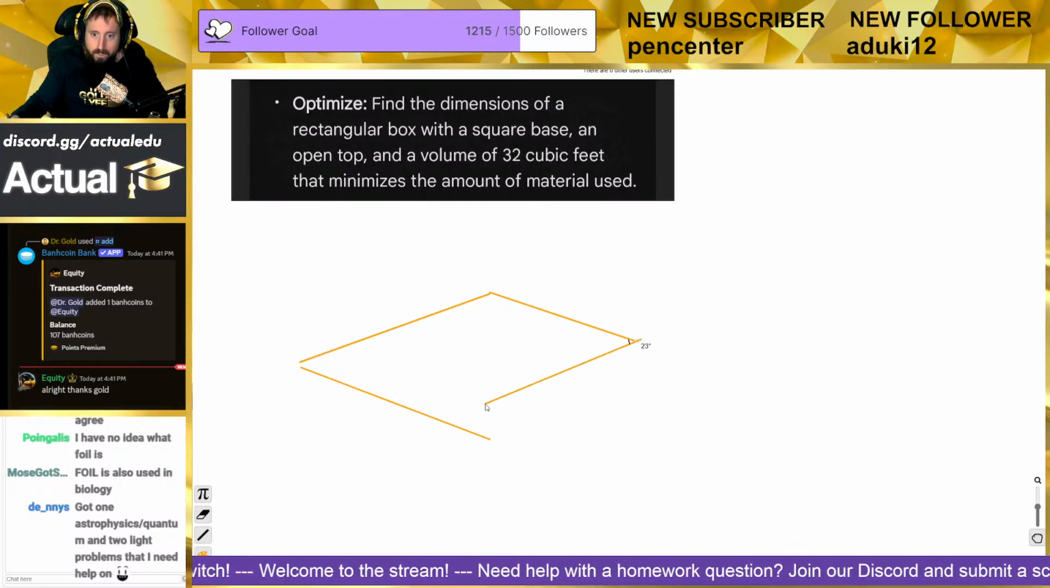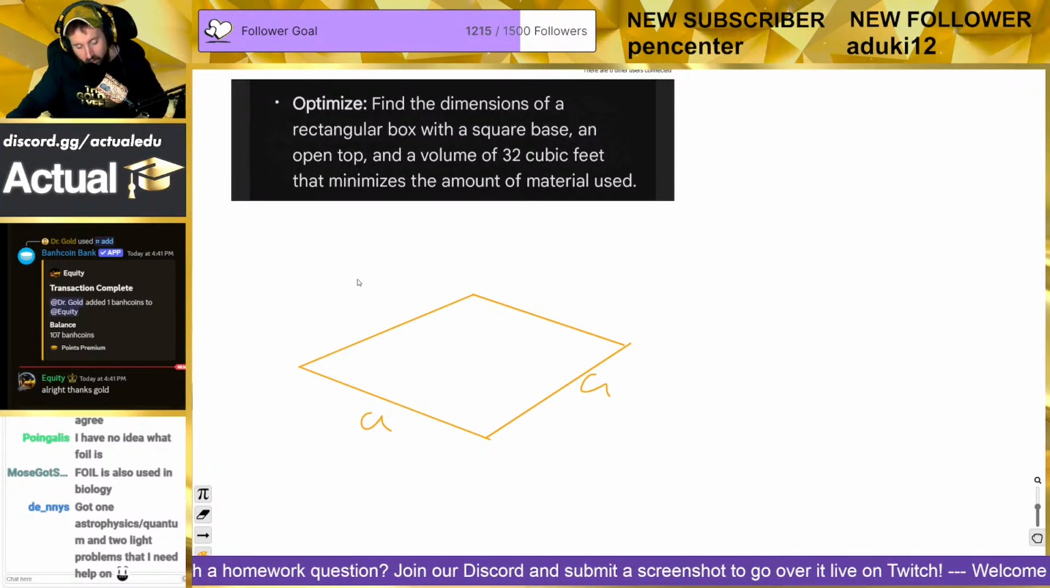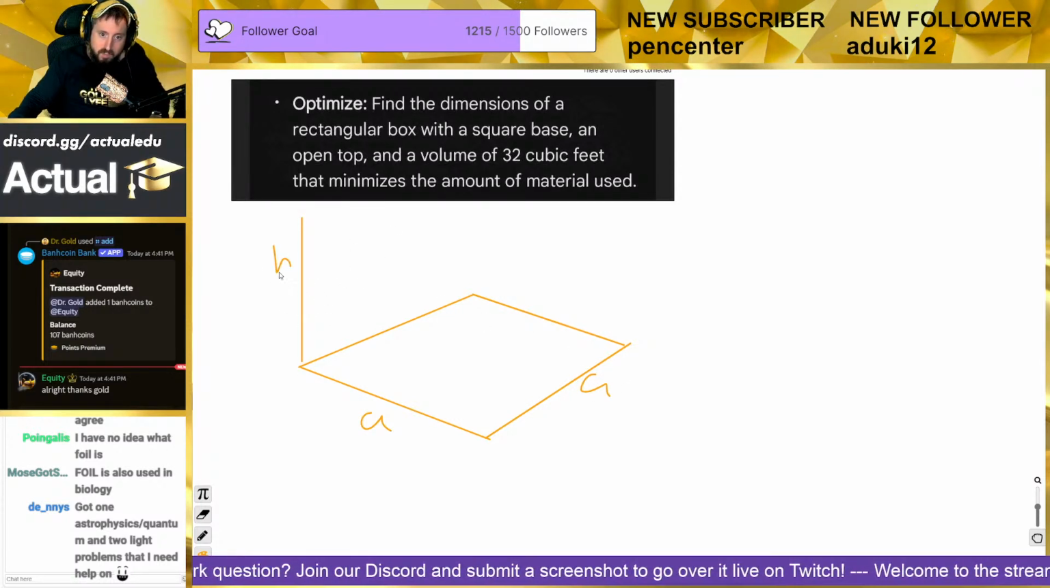Okay. Oh, so it's a square base. Okay. Okay, so that's like A, an open top and a volume. Okay, so we don't know what this is, right? This is B.